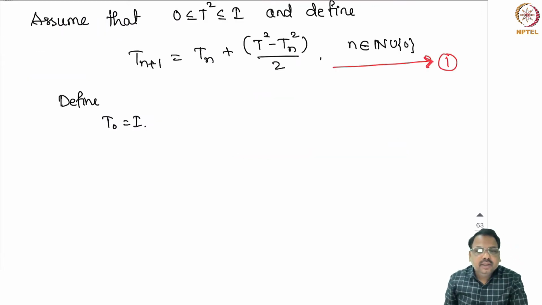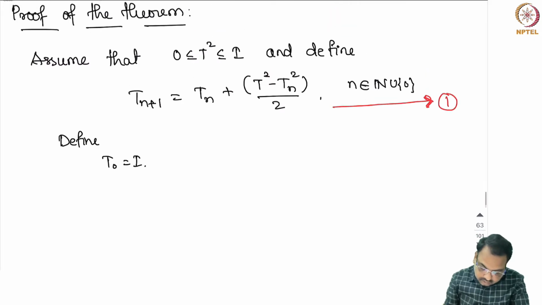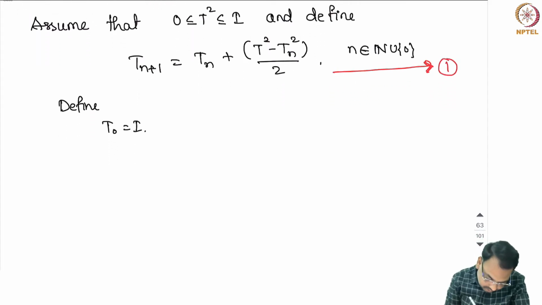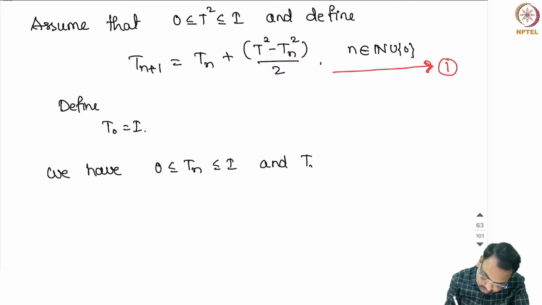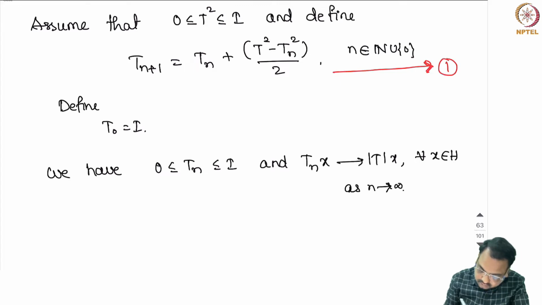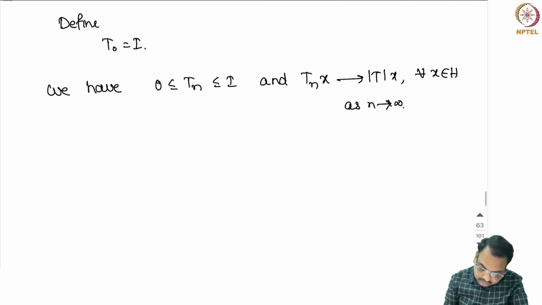Now we know that, as in the earlier case, if we proceed, we get 0 less than Tn less than or equal to identity, and Tnx converges to mod Tx for every x in H as n tends to infinity. This follows directly from the earlier result.